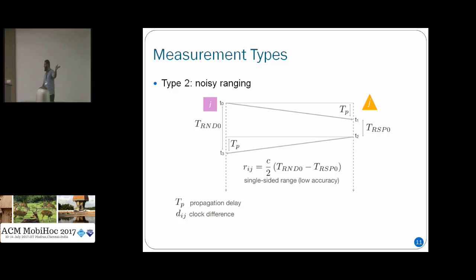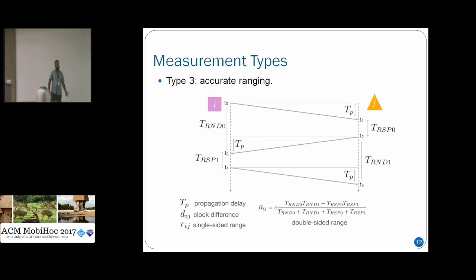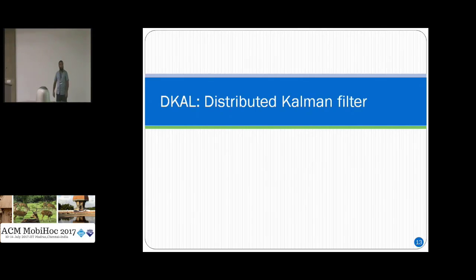So here you can get noisy ranging using 2 measurements. And finally, accurate ranging using 3 messages as you see here, and using this formula to get the accurate ranging between the two nodes. After this long introduction, let's take a look at our algorithm.